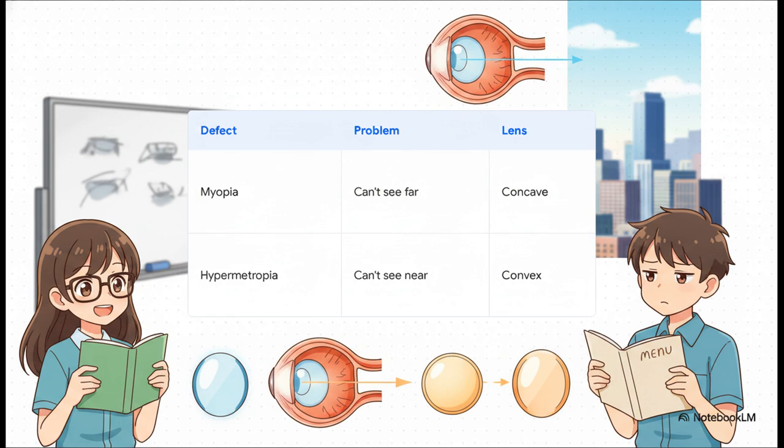The flip side of this is hypermetropia, or farsightedness. You can see all the way down the street flawlessly, but trying to read a menu? Really tough. In this case, the lens is too thin or the eyeball is too short, so the image is trying to focus behind the retina. We fix that one with a converging convex lens.